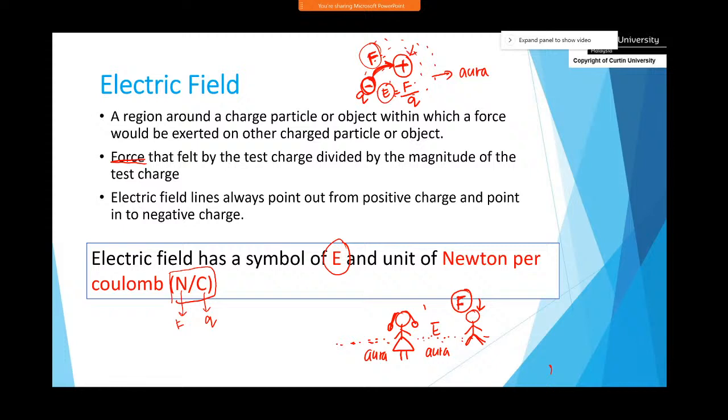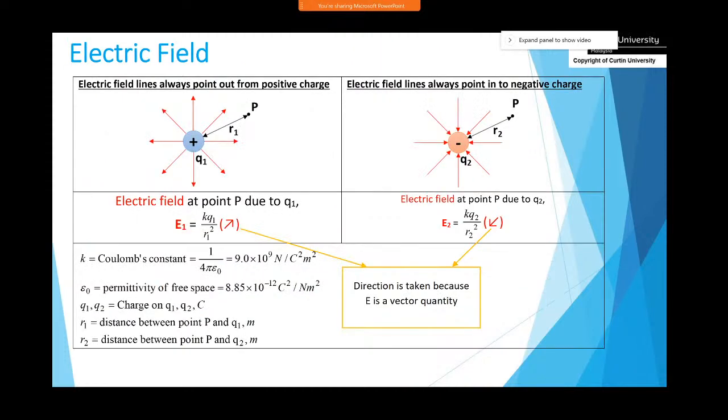And the characteristics of electric field, so I put 3 stars here, which means this is super important. Electric field always points out from positive charge and points in to negative charge. So if it is a positive charge, then your electric field is always moving outwards. If it is a negative charge, then your electric field is always moving inwards. Let's look at the diagram.